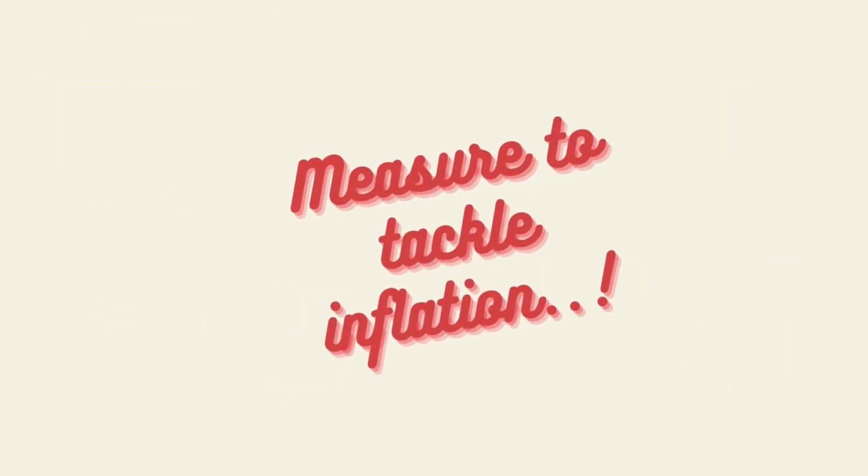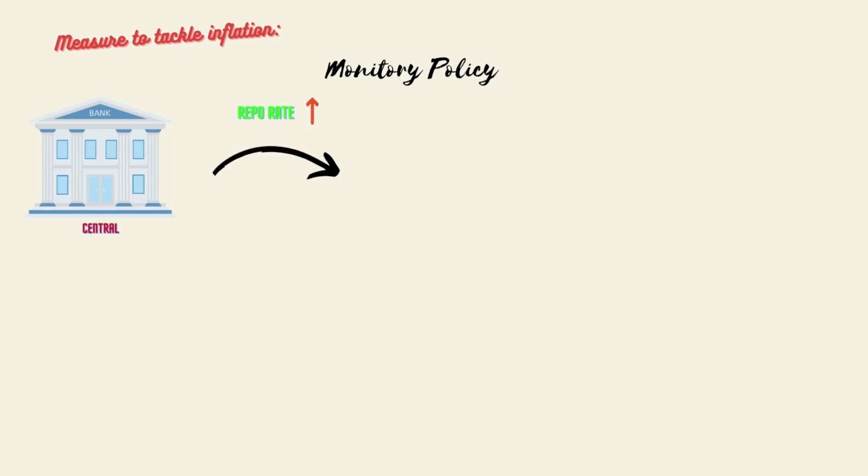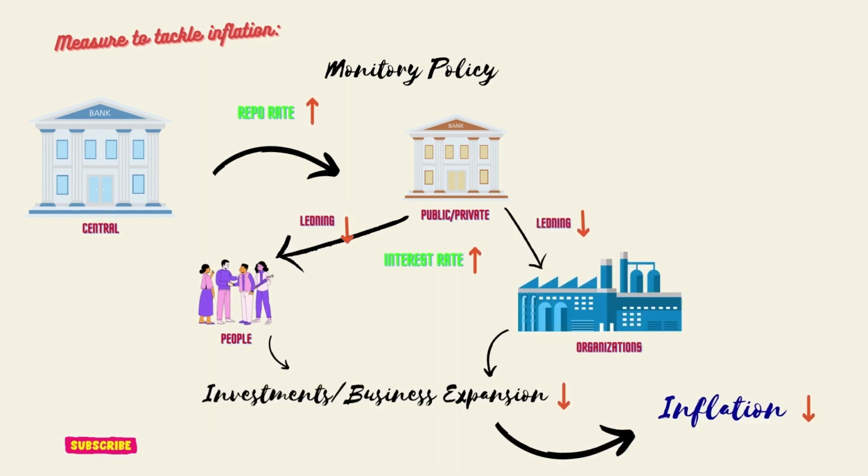Measures to tackle inflation. Monetary policy. Central banks intervene to stop money flow by raising interest rates. When the interest rates are high, there is less lending and spending by people and businesses goes down, and inflation slows down.